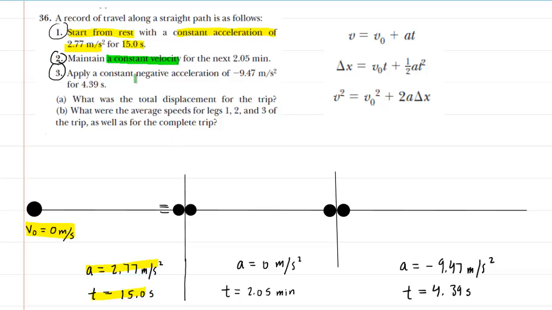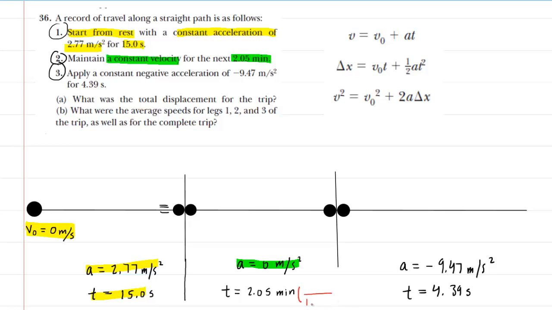In the second segment, note that the question says the object is moving with a constant velocity. Now, of course, if the object is moving at a constant velocity, then the acceleration is actually 0 meters per second squared. Also note that the time interval for that segment is given in terms of minutes. It's 2.05 minutes. So we'll have to take a moment here and convert that into seconds.